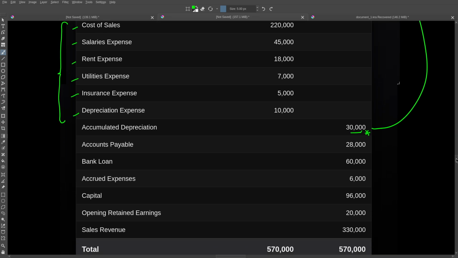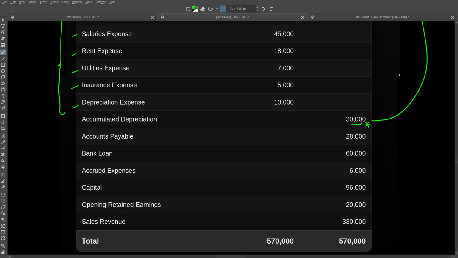Then here, when you continue, you're going to see we have accounts payable, we have a bank loan, we have accrued expenses. What are these? These are basically liabilities, and they go to the statement of financial position as well. Remember, the statement of financial position, that is the balance sheet, usually has you list the assets, the liabilities, and equity. And because we've also mentioned equity, remember here we have capital and retained earnings. This is basically equity, and it will go under equity, okay?